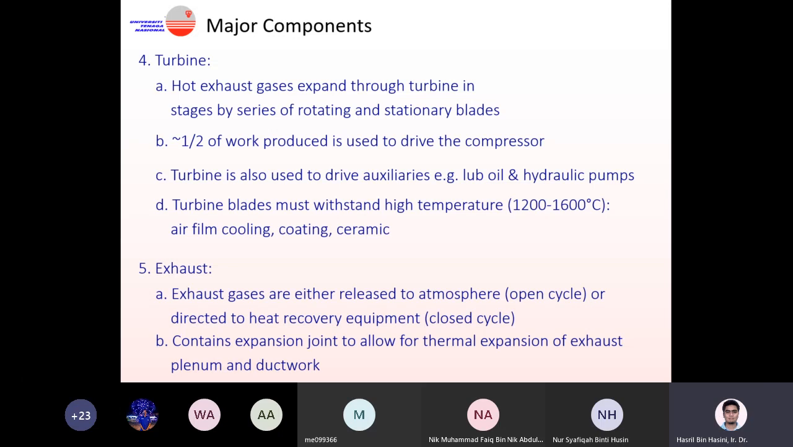And then towards the end here, you have the exhaust. The exhaust gases are either released to the atmosphere for the open cycle case, or channeled to a boiler or heat recovery steam generator. So either you leave it to the atmosphere, that is the open cycle, or you can also reuse it, that is the combined cycle.